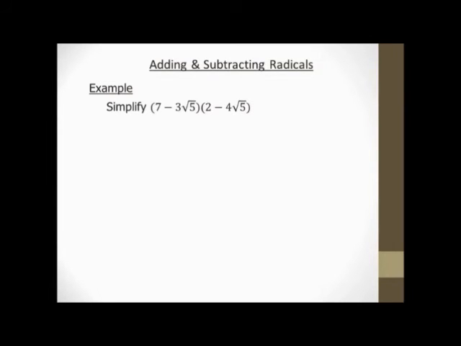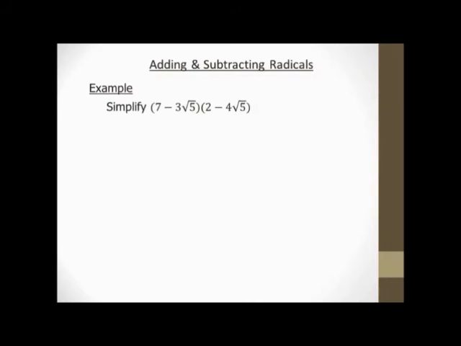We're going to simplify the quantity 7 minus 3 square root of 5 times the quantity 2 minus 4 square root of 5. Alright, very similar to the last example I just did, only in this case, instead of just having a 1 as a coefficient in front of the radical, I now have a 3 and a 4. So it kind of throws a little bit of a tricky part in there, but we'll get to that.